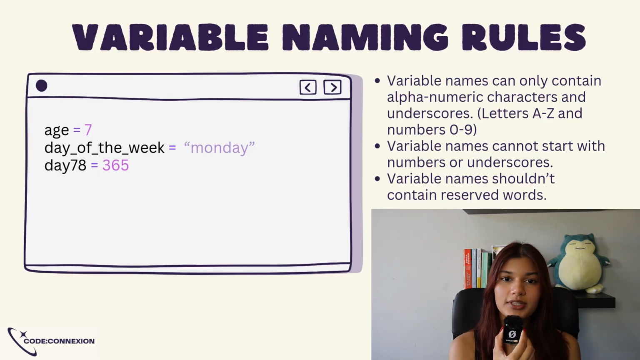Last but not least, there are some rules you need to follow when it comes to naming your variables. The names of your variables can only contain alphanumeric characters and underscores, so letters A through Z, numbers 0 through 9, and underscores. All spaces are replaced by underscores. You may have seen this in our other examples, but you can't start a variable name with underscores or numbers.